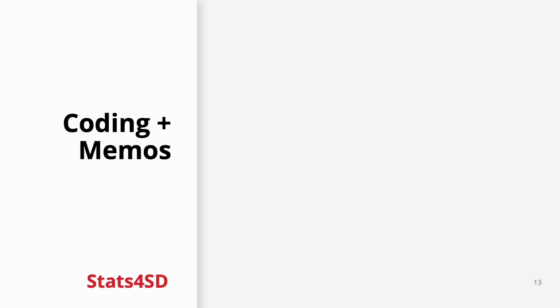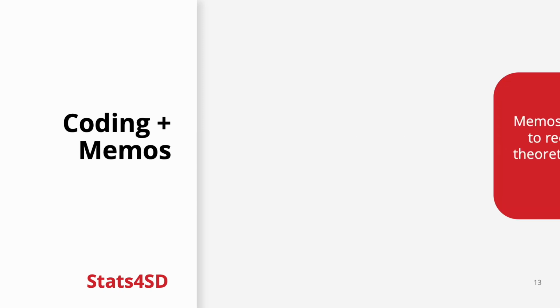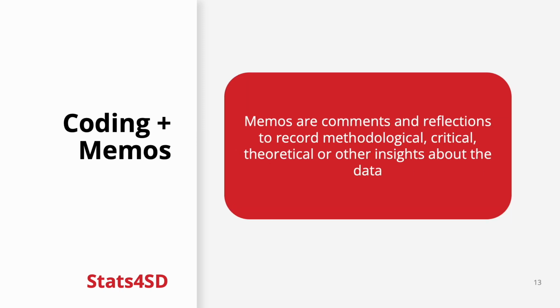It is also important to remember that coding is often used in combination with different types of memos within text data. When we talk about memos, we refer to comments and reflections that we may write on the side or bottom of the page, where we have our field notes or transcripts, with insights about methodological, critical, theoretical, and other aspects. These are helpful to support the analysis process.